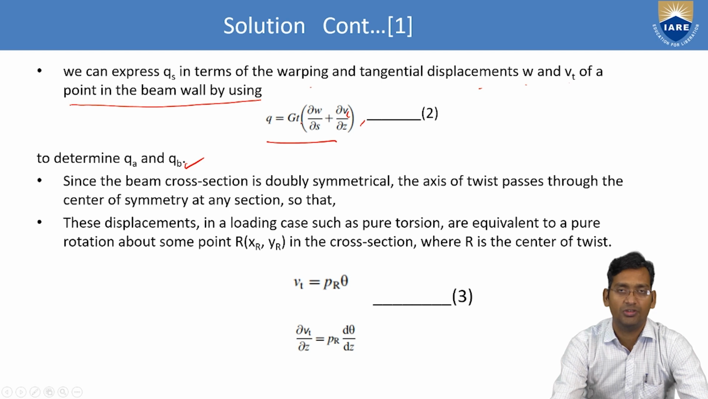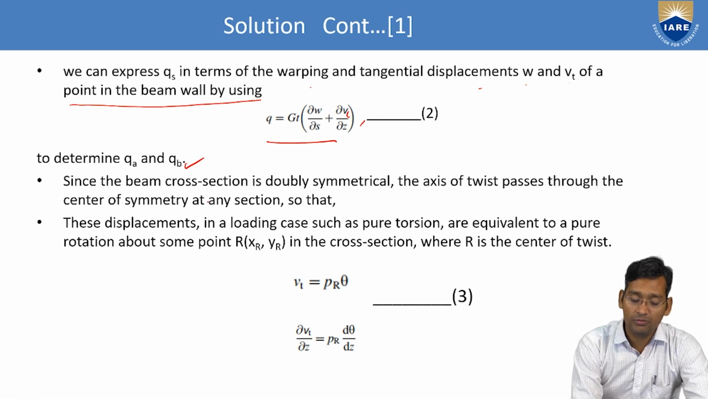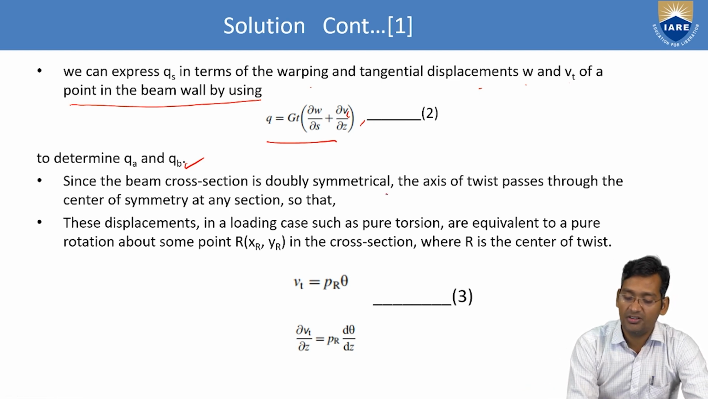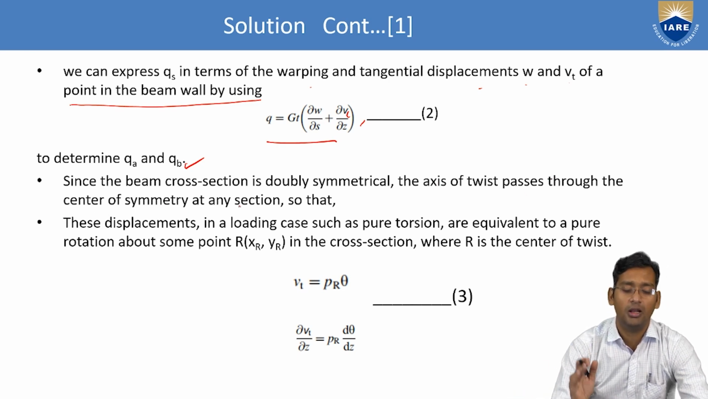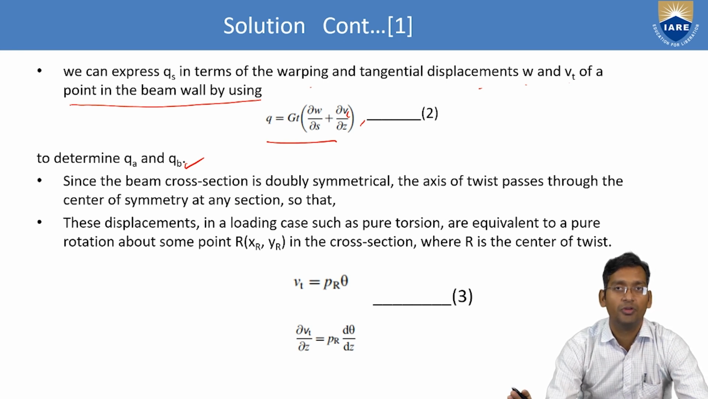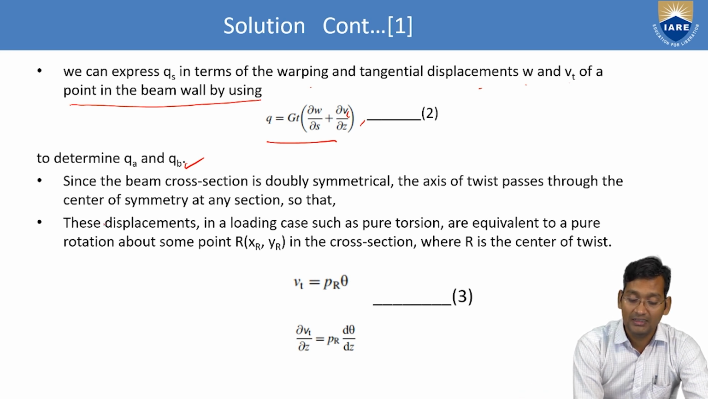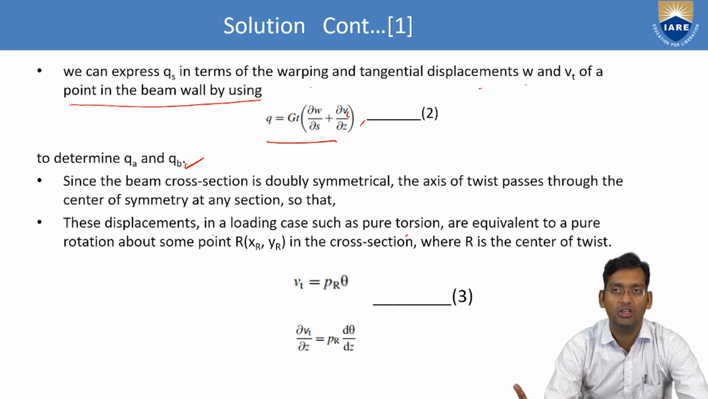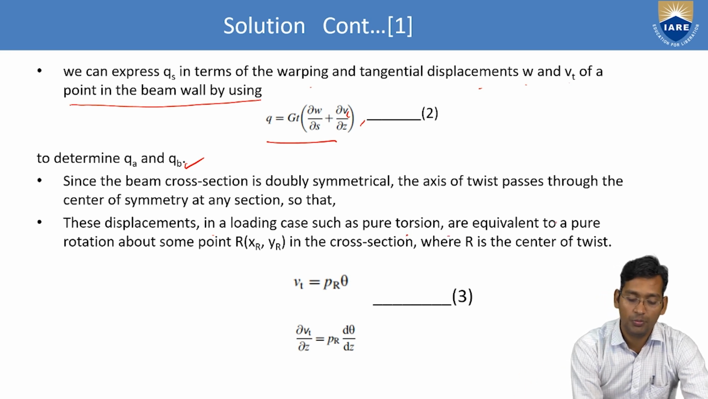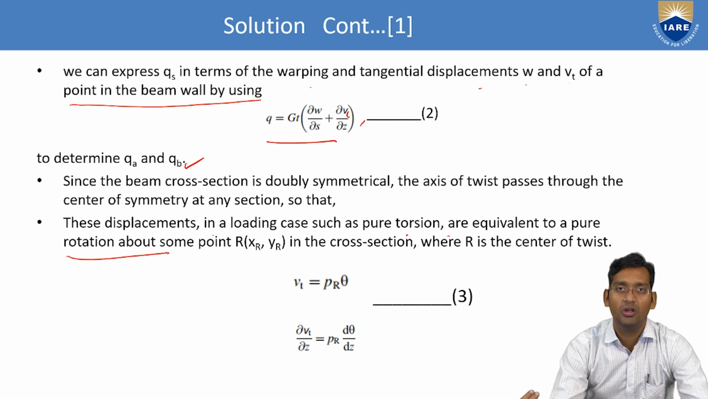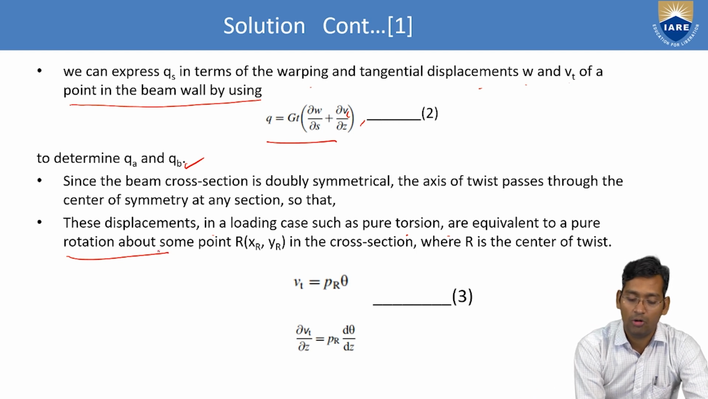Since the beam cross section is doubly symmetrical, the axis of twist passes through the center of symmetry at any section. Wherever you look, because it is doubly symmetrical, the axes of symmetry will pass through the center only. So the displacement in a loading case such as pure torsion, because there is no other load, is equivalent to a pure rotation, about some point.